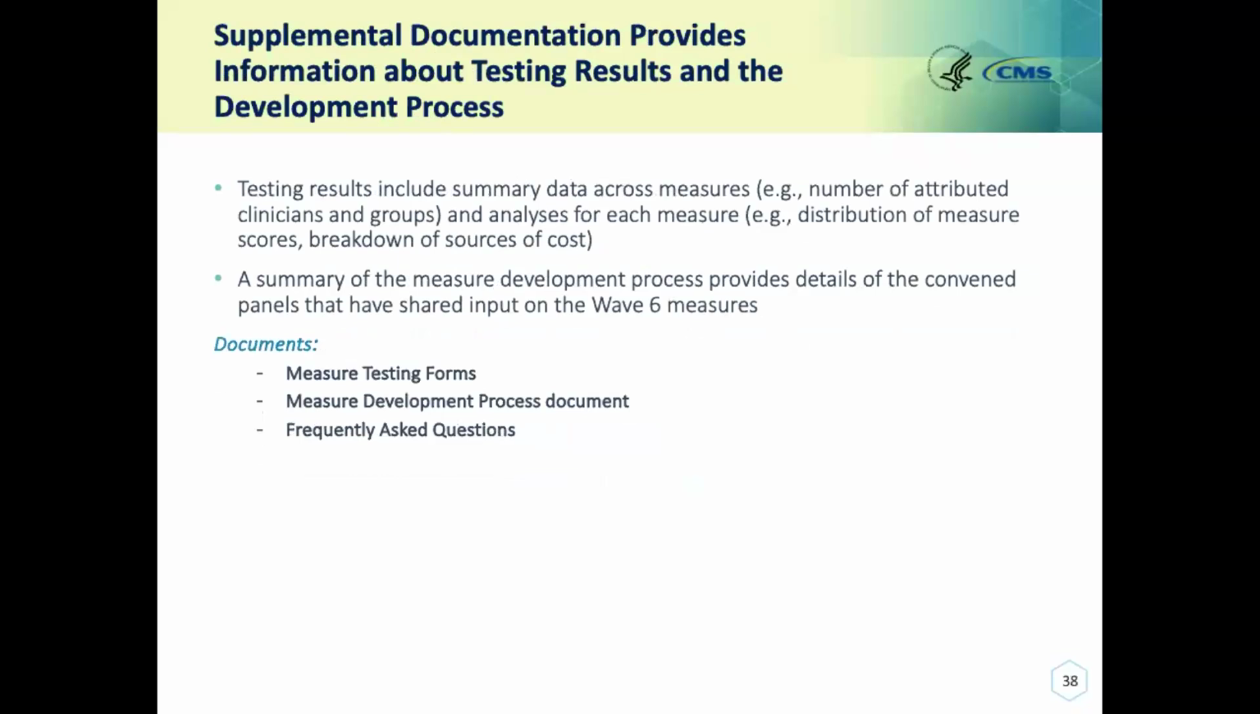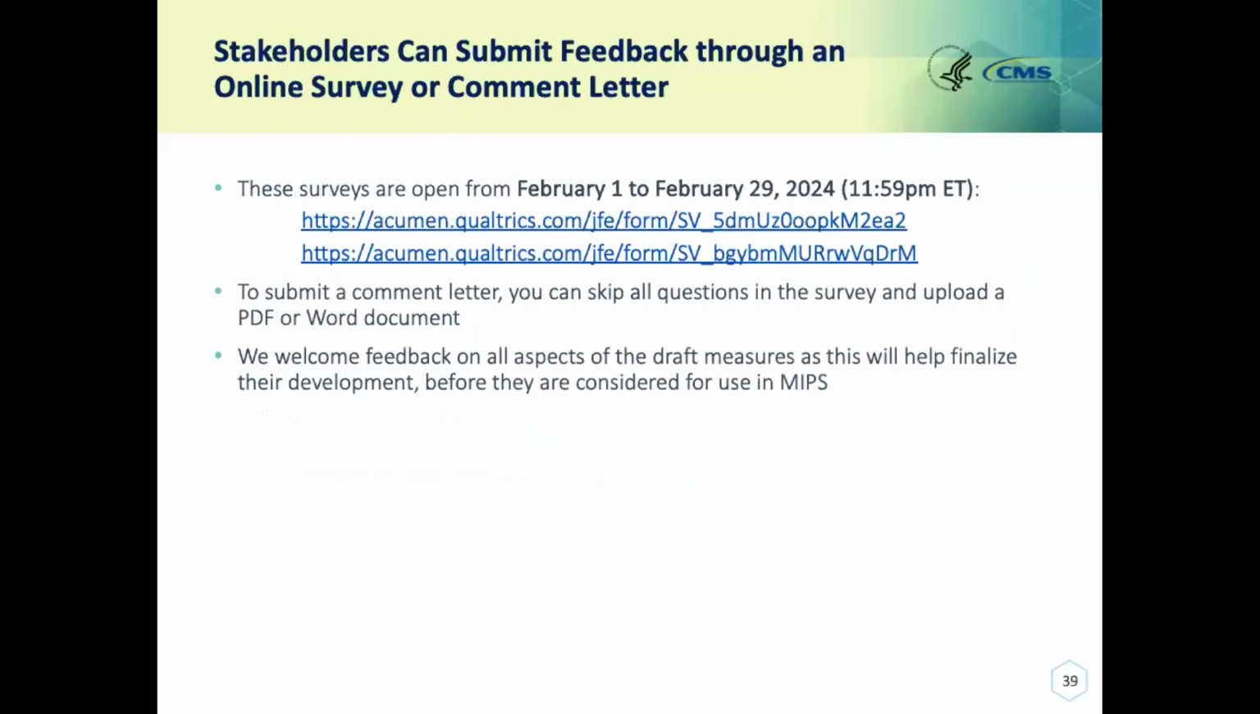There is supplemental documentation that you can also review. This includes testing results such as descriptive statistics about the measure scores, breakdowns by provider characteristics, services that are driving costs, and an examination of episode exclusions. And there's also a summary of the measure development process for Wave 6 and an overall FAQ document. Next slide. So you can provide feedback on the draft measure specifications through February 29th through the online survey listed here.